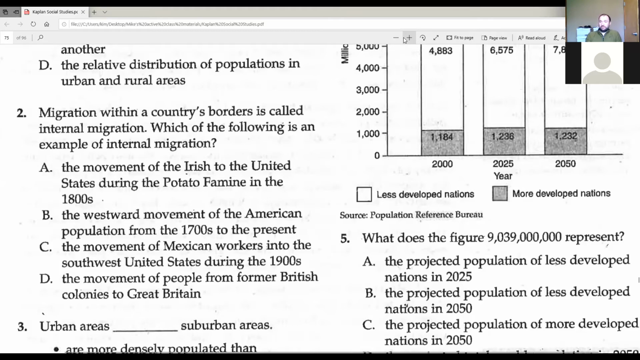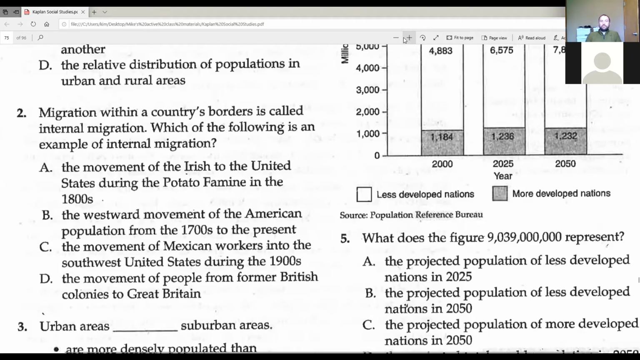So let's look at some that we could very easily throw out. A, the movement of the Irish to the United States during the potato famine. You're coming from Ireland to the United States, from another country. Not internal migration. Internal migration has to be within the same country. So A doesn't make sense. Same thing with C. The movement of Mexican workers, people coming from Mexico into the southwestern United States. From Mexico to the United States, not internal migration. So we're left with B and D.